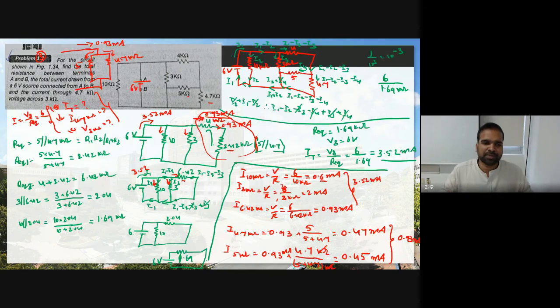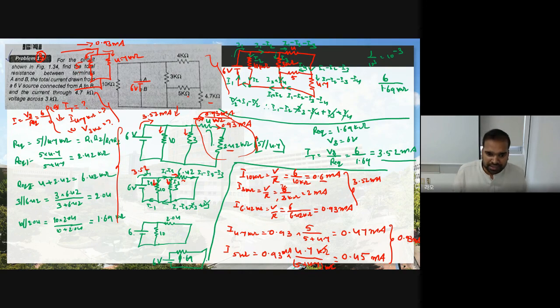Now see, this problem seems very lengthy and it also makes you confused. So what I did here: first I found R equivalent and I found the total current IT equal to 3.52. Now the second step, we need to find the current at 4.7 kilo ohm. So see this circuit, if you want to find the current at 4.7 in this circuit, it is very difficult. See here, we have simplified this circuit into 4 parts. This is our simplified version of the circuit.